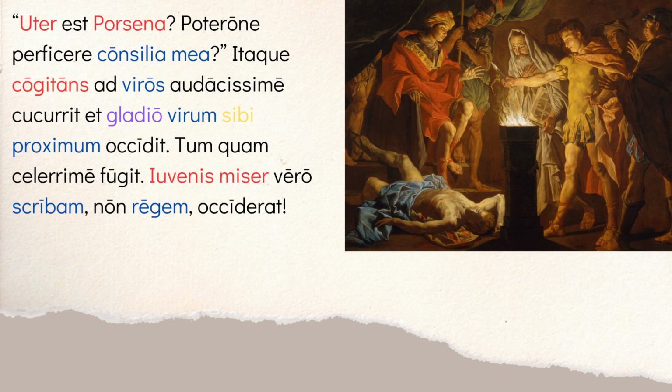Basically, with his gladio, with his sword. So in the story, Mucius looks, he sees two men sitting there. He's not sure which one it is. So he basically takes a guess at who he thinks Lars Porsena is, and you're going to see he kills the wrong person. Okay. Then you have tumquam calerime fugit.